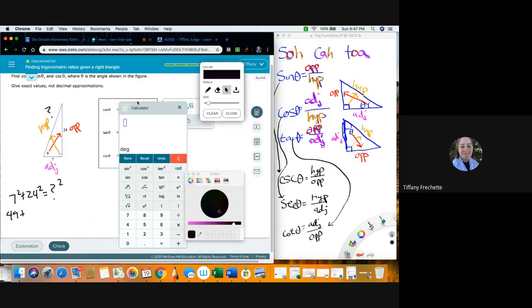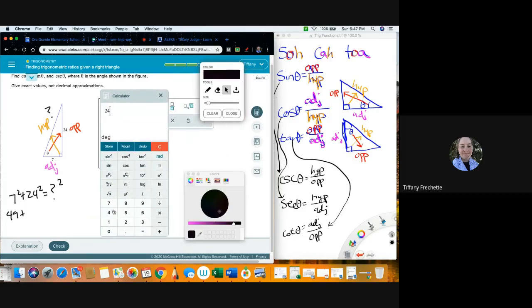So let's go ahead and look at our calculator here. So we have 24. In order to do square on here, you click this button, and then that little box pops up, and you just have to tell it what your exponent is. In this case, it's a 2. Then I can hit equals. All right, so I get 576 equals question mark squared. And let's just go ahead and keep using the calculator. So plus 49 equals 625. So I get 625 equals question mark squared.